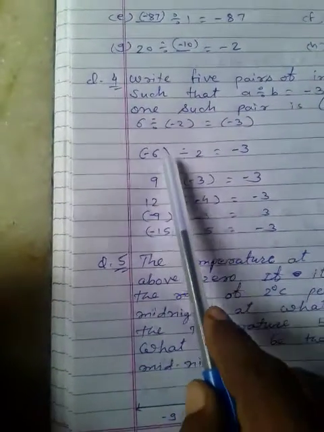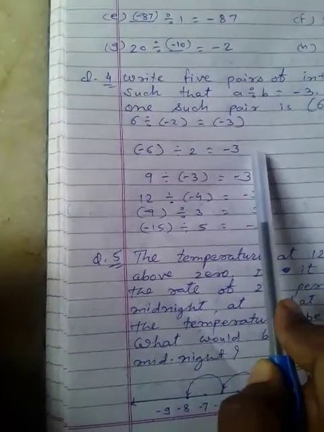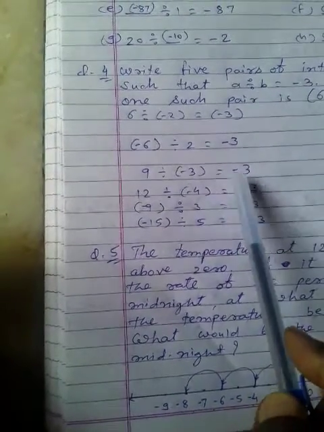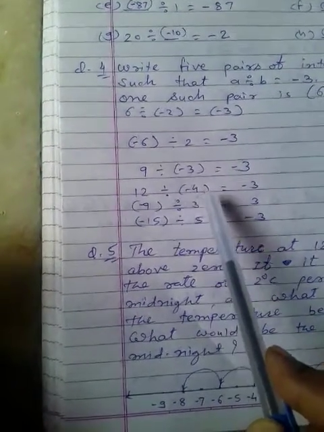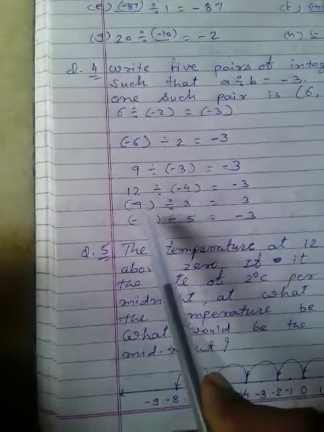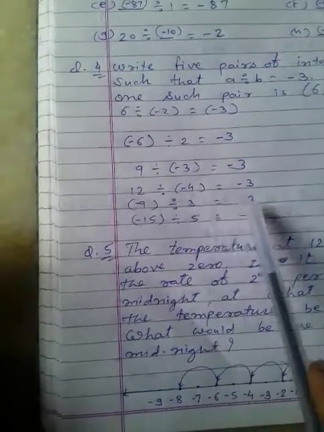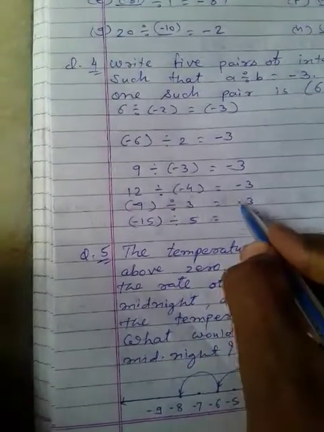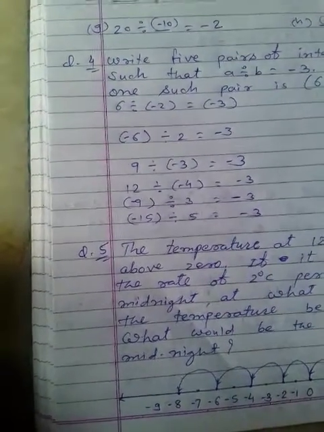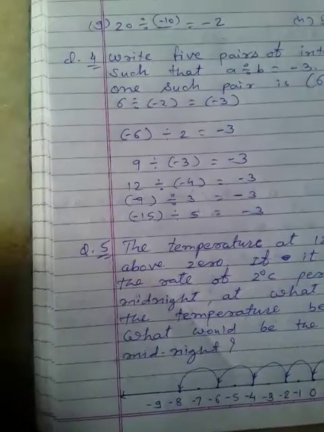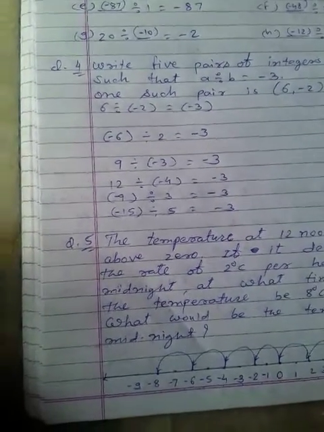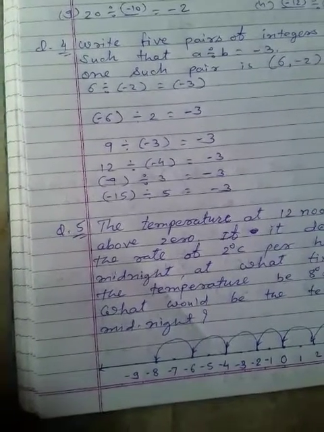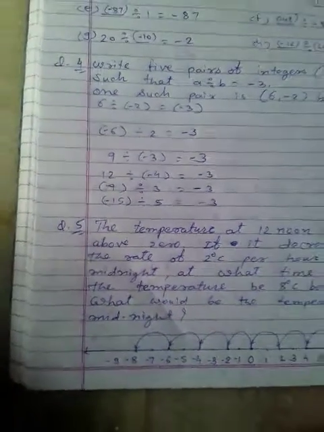Okay, minus 6 divided by 2 is equal to minus 3. 9 divided by minus 3 is equal to minus 3. 12 divided by minus 4 is equal to minus 3. Minus 9 divided by 3 is equal to minus 3. Okay, minus 15 divided by 5 is equal to minus 3. Understood this? Okay, now question number 5.